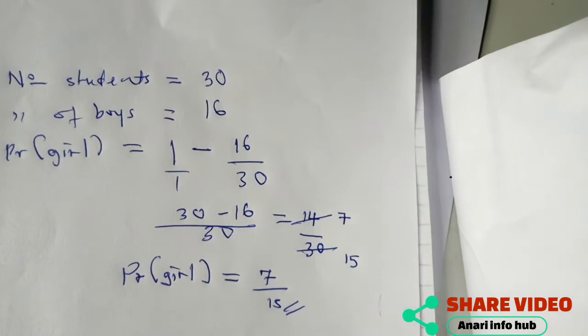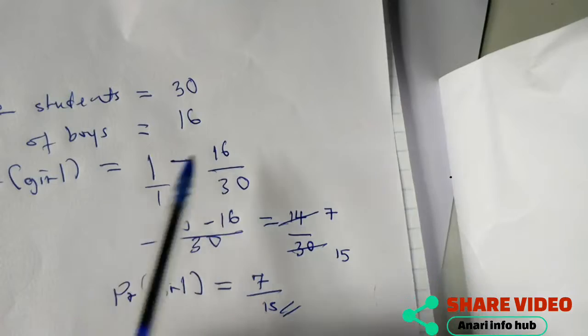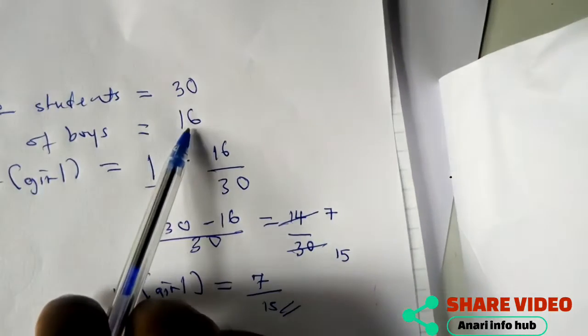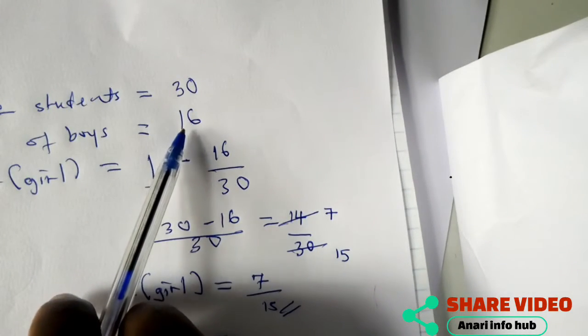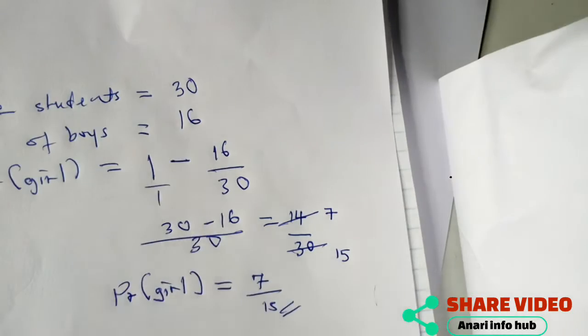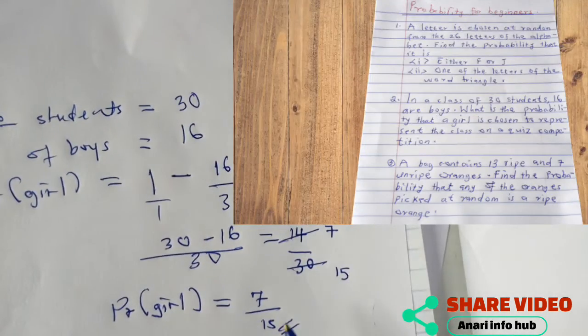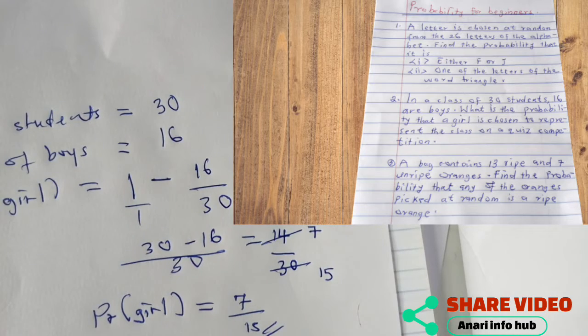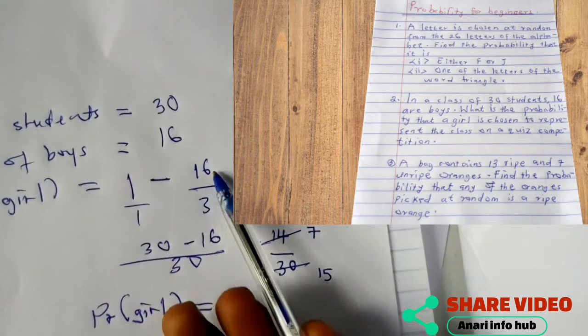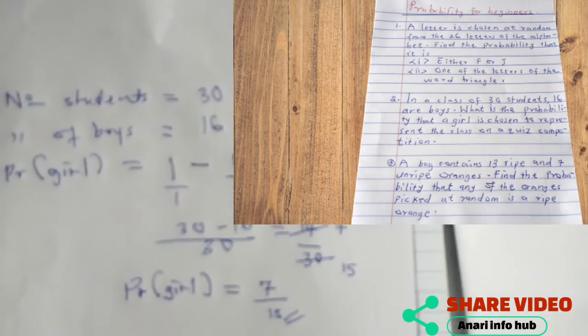You can still choose to say 30 minus this, 30 minus this gives us 14, and then 14 divided by 30, you still have the same answer, or you subtract the fraction from 1.